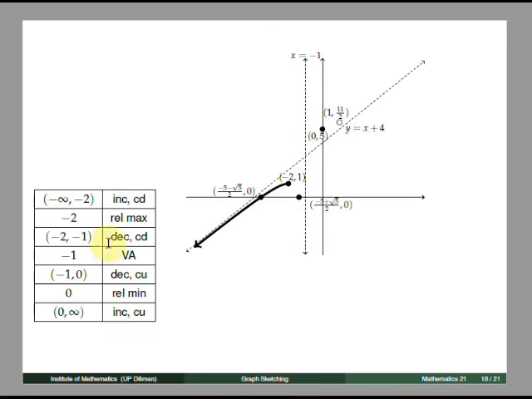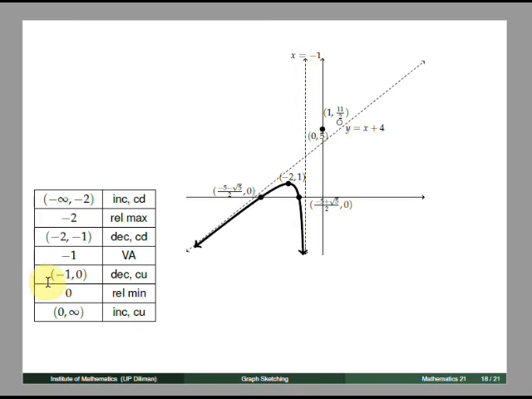Nice. Now, on the interval from negative 2 to negative 1, we should be decreasing concave down and must be asymptotic to our vertical line, negative 1. We have this part. So, decreasing, going down, concave down, and asymptotic to our vertical asymptote.